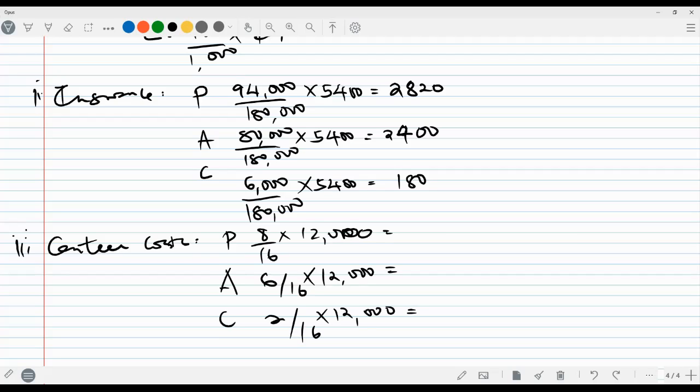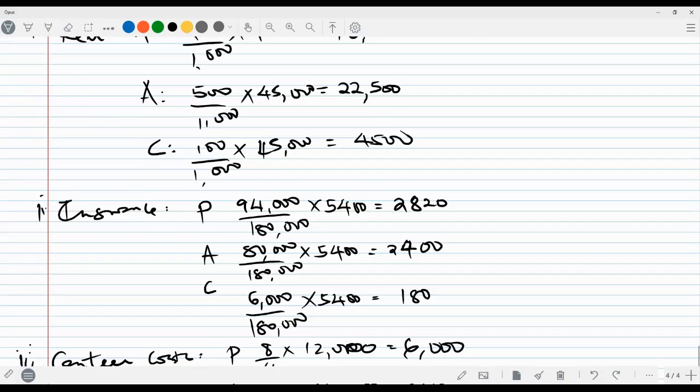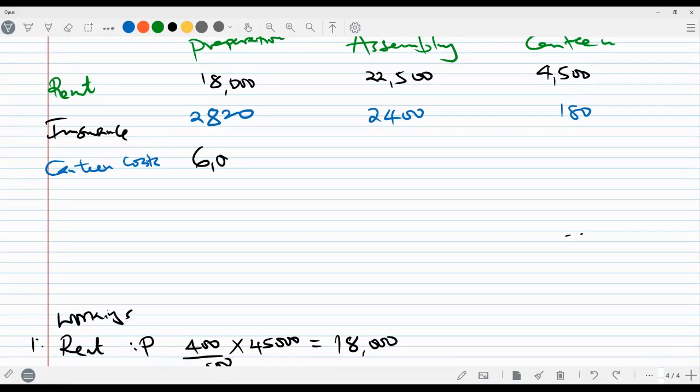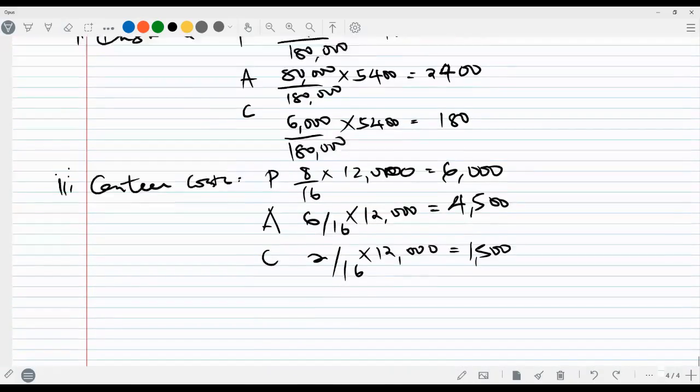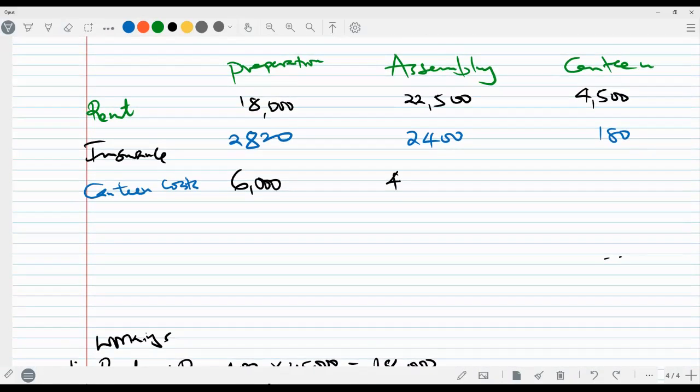Preparation, therefore, this was the cost, 6,000. For assembly, 4,500. And for canteen, 1,500. So the canteen cost allocation is 6,000, 4,500, and you have 1,500 for canteen.